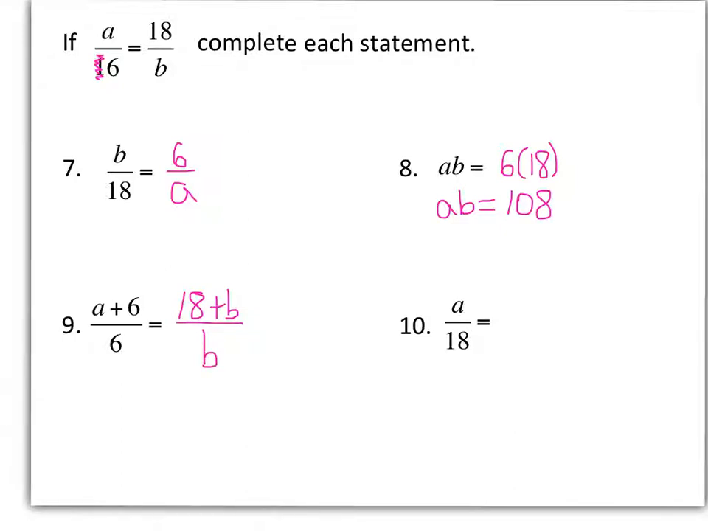And in 10, A is to 18, so notice the 18 has to switch with the 6, so we'll have as 6 is to B.